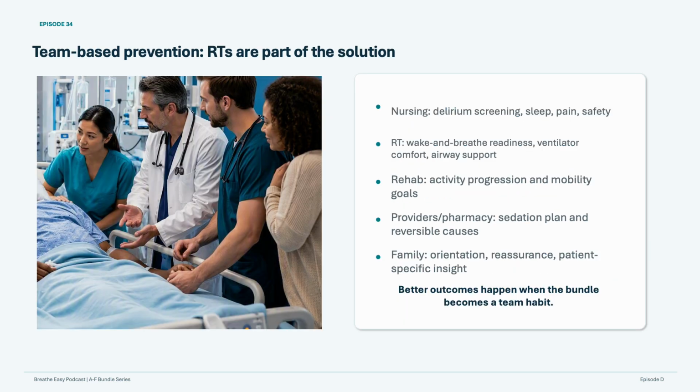Delirium prevention is team-based. Nursing often leads formal delirium screening, sleep promotion, pain assessment, and safety needs. Respiratory therapists contribute to wake up and breathe readiness, ventilator comfort, airway security, and mobility support. Rehab helps progress activity. Providers and pharmacy help evaluate reversible causes and align the sedation plan. Families can provide orientation, reassurance, and patient-specific insight. The power of the bundle is that everyone has a role.